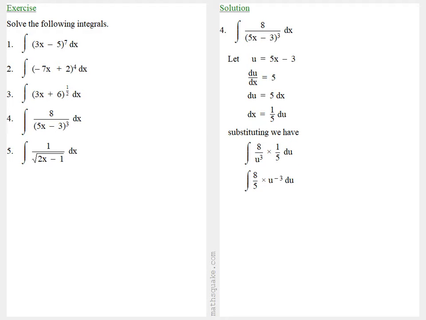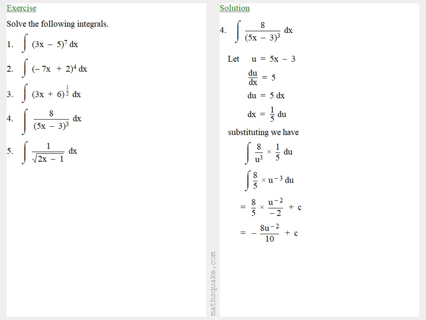Now we can write 1 over u^3 as u^(-3). So we have 8/5 times u^(-3) du. Now when we integrate u^(-3), the -3 is increased by 1, so it becomes -2, and we divide by -2. Remember, we must add on c. So now we've got -8u^(-2) over 10 plus c.